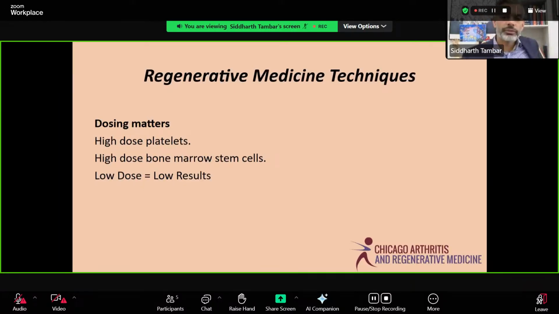Dosing matters when it comes to treatment. High dose of platelets, high dose of bone marrow. So how does this come into play? A low dose generally gives lower results. So let's say your physician says they're going to treat your knee and they want to give you a platelet injection once per week or once every 2 weeks for the next 3 weeks. That is an old style way of treating where they're using a low dose of platelets. It does not give a better longer term result. You're better off doing a high dose of platelets in one treatment to get a better result long term.